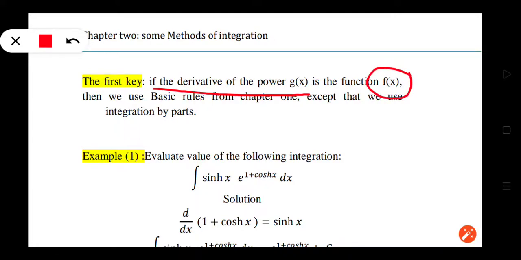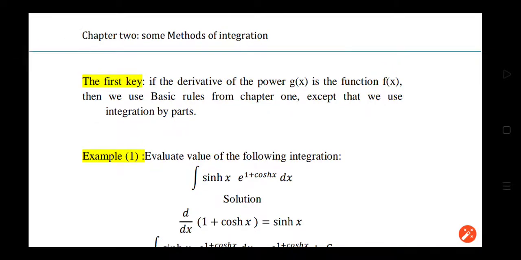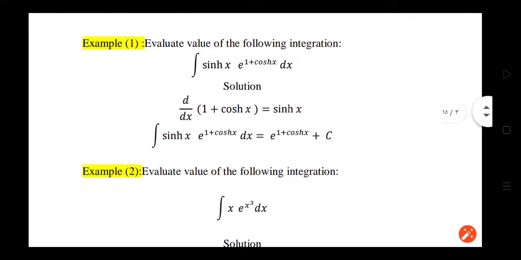That means that the derivative of the power is beside the function e power g x. We use chapter 1, and the integration will be the same function e power g of x plus constant, except that we use integration by parts. Let us have some examples about this point.